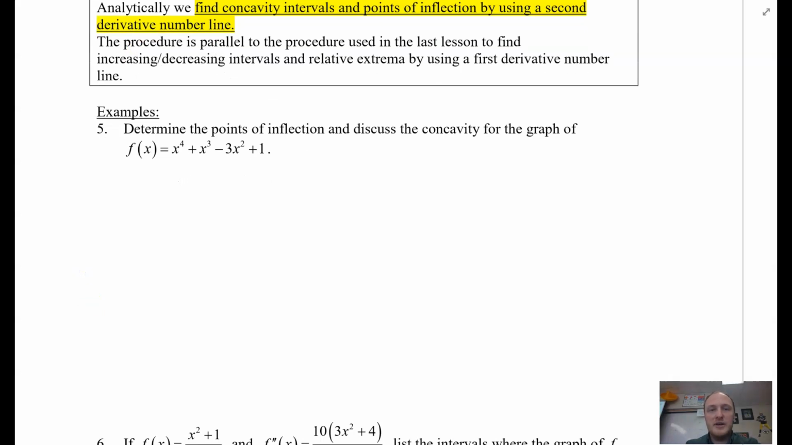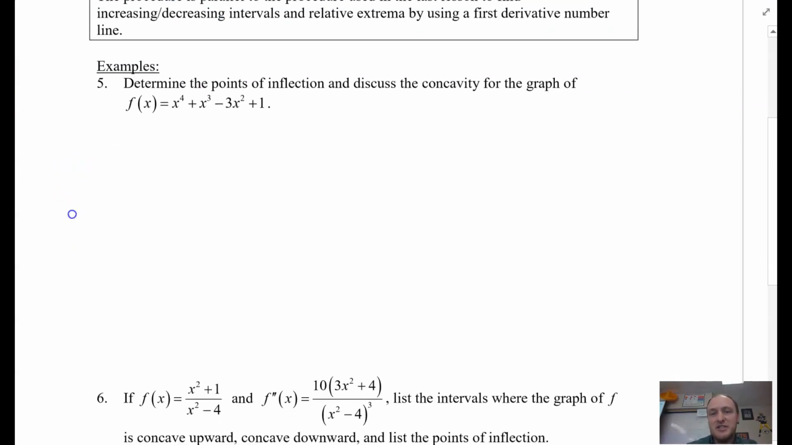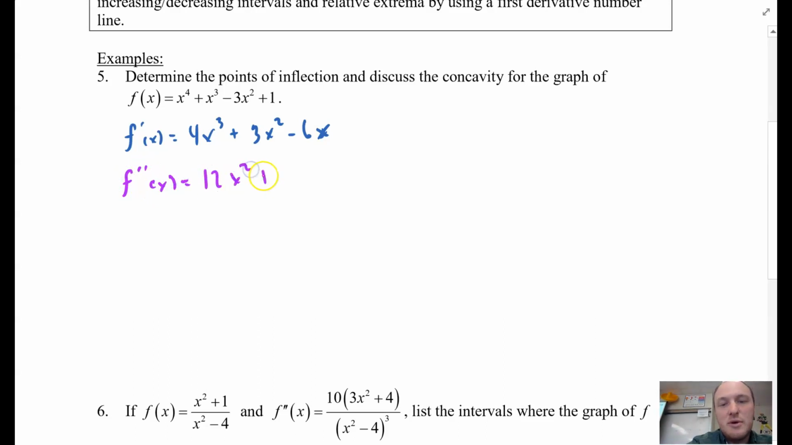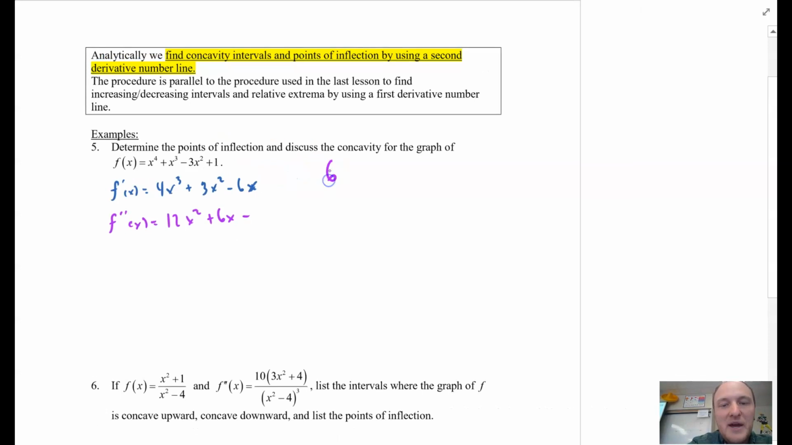All right, so here is our first example. Determine the points of inflection and discuss concavity for the graph of f of x. Well, to talk about inflection and concavity, I need the second derivative. So f prime of x is 4x cubed plus 3x squared minus 6x. Now I want the second derivative, so f double prime of x is 12x squared plus 6x minus 6.